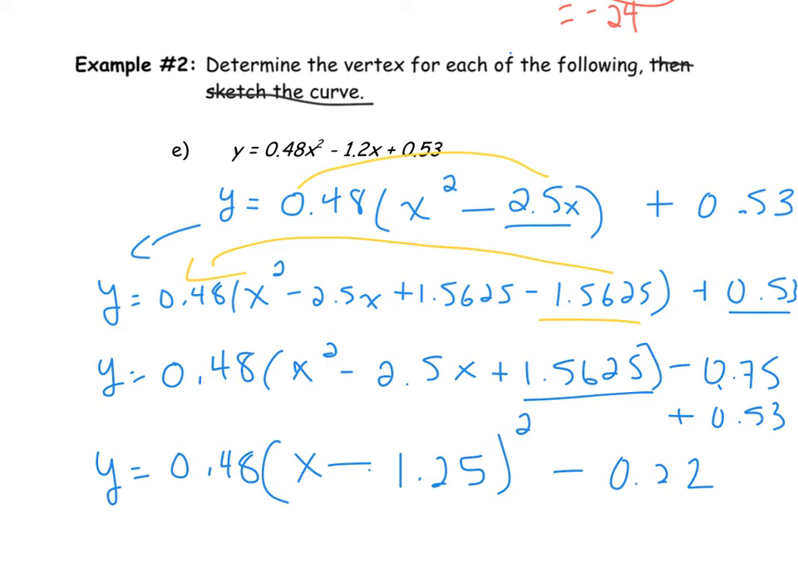So now I have it set up. I have a value for my h and I have a value for k, and so I can say that my vertex is at 1.25 and negative 0.22. So that's kind of ugly, but probably more representative of how you would actually use this type of model in the real world.